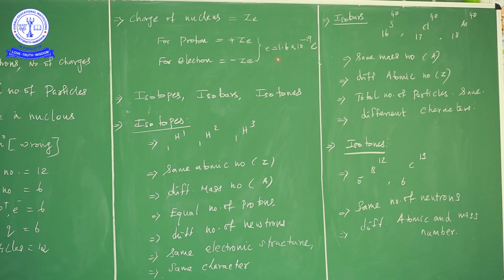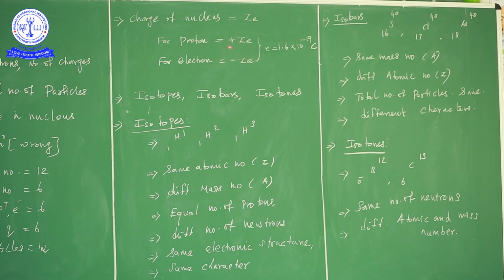So this value of charge was found in the Millikan oil drop experiment. Millikan was the one who found the value of this charge. But the value of the charge is the same for both proton and electron. While we are writing the proton, we take it as positive, and while we are writing the electron, we take it as negative.